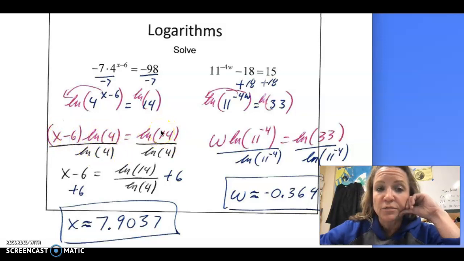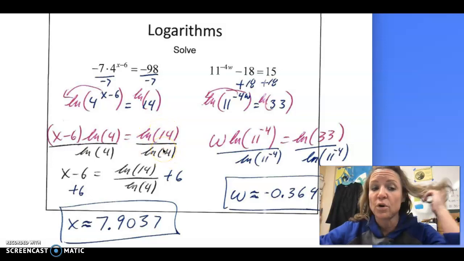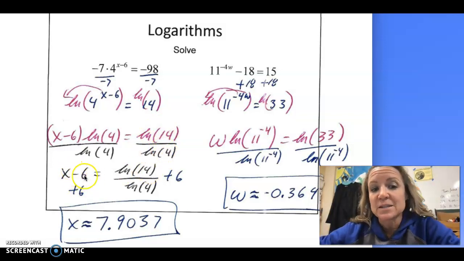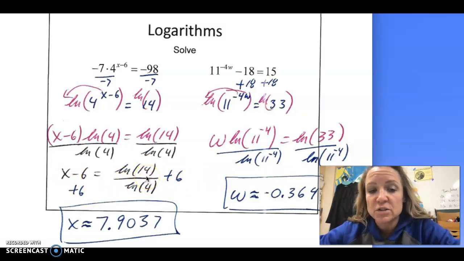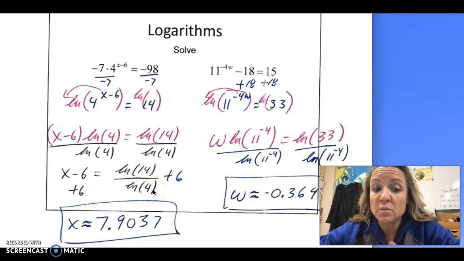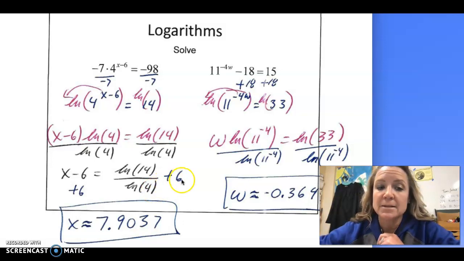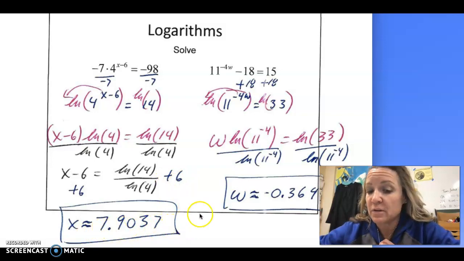So ln of 14 divided by ln of 4 leaves us with the x minus 6, and then we're going to add 6 to both sides. Then the rest of this, you'll have the x by itself, so you're going to punch this into your calculator. So you're going to have the natural log of 14 divided by the natural log of 4, hit the equal sign, and then add 6. It's going to give you this crazy decimal roughly equal to 7.9037.